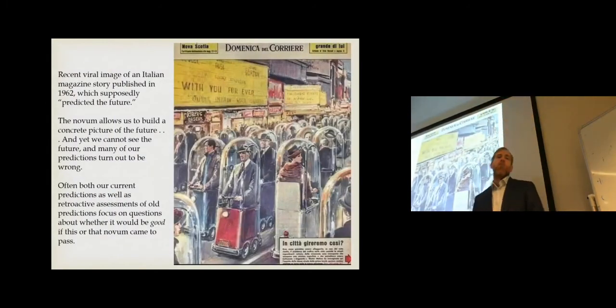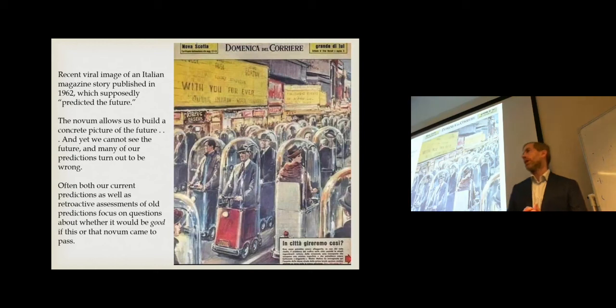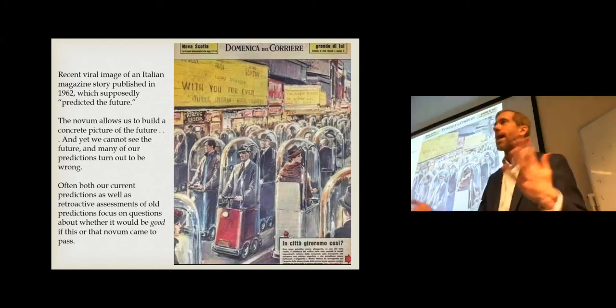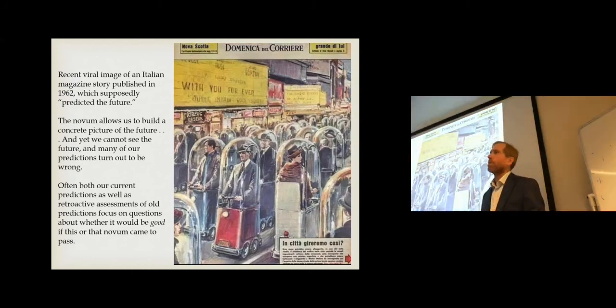In a sense of the novum, and here we have the kind of issues with the future. There's a recent viral image of an Italian magazine, a story published in 1962, which supposedly predicted the future. Well, it didn't, but that was the idea for a little while. And this was all placed in relation to COVID, because that looks like a lot of social distancing measures of people locked in their capsules. Well, the story, the actual original story, was not about predicting the future.